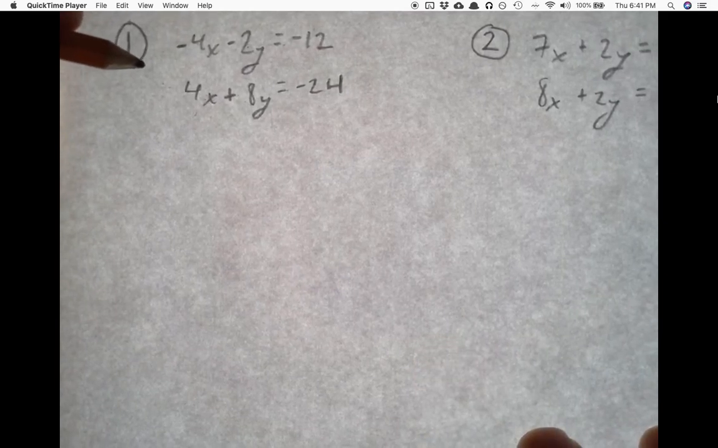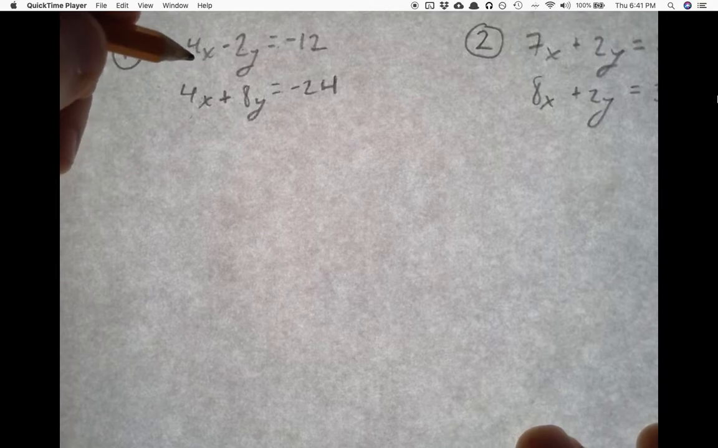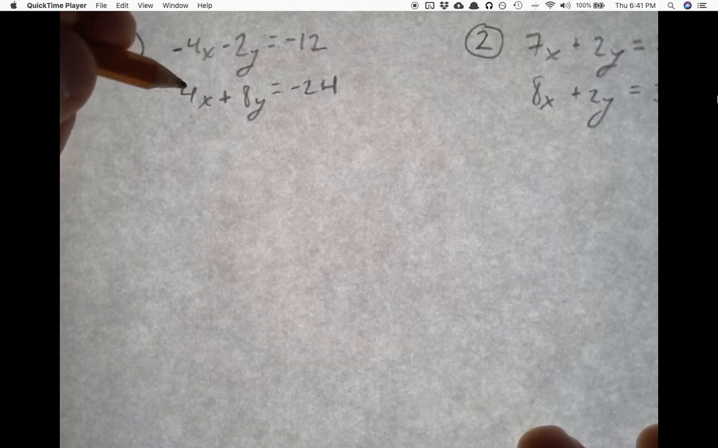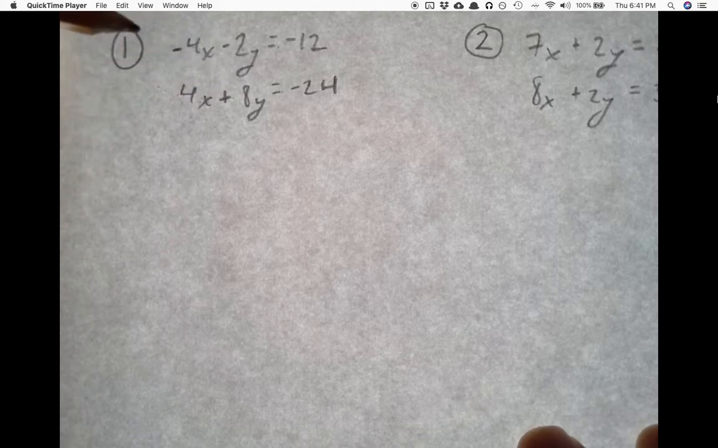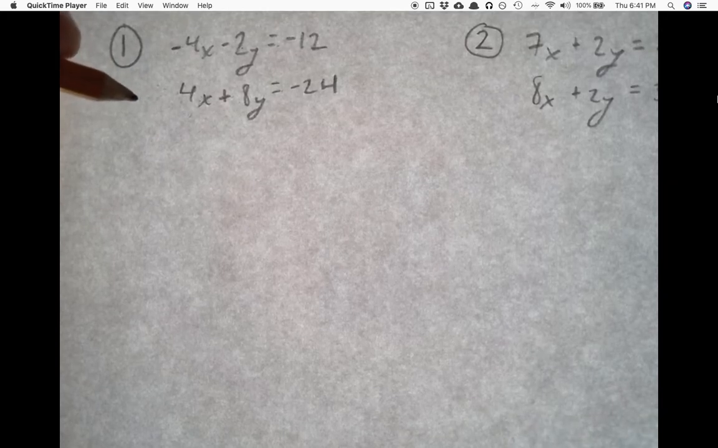The second thing that makes it really good for elimination is the fact that on one of my variables, I have the same number in front with opposite signs. The -2 and 8 do have opposite signs, but they're different numbers. This -4 and +4, they are perfect. We are ready to go for elimination.